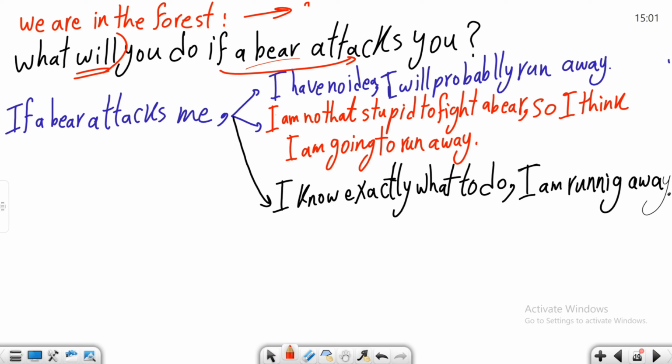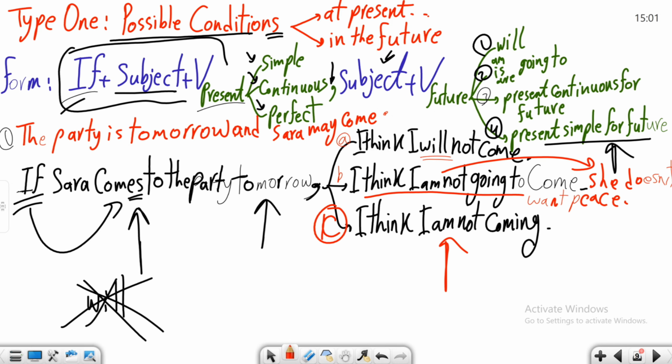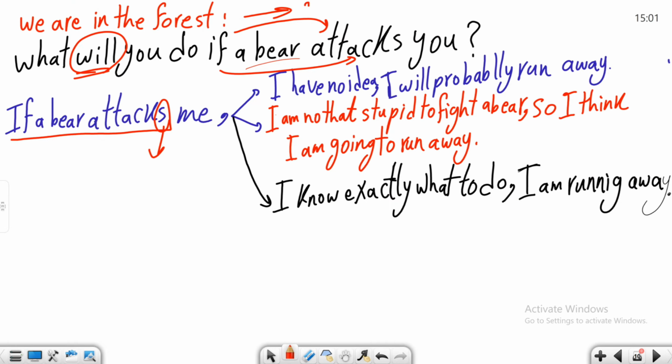One student told me, teacher, you told me you cannot use will at the beginning. I didn't say at the beginning. I said you cannot use will after if and the subject of if. The answer should be one of these three possible answers. If a bear attacks me, look, I use the present simple. Why? Because we use the present simple when the condition is possible. So we are in the forest and a bear can attack us any minute. I say, if a bear attacks me, I have no idea.